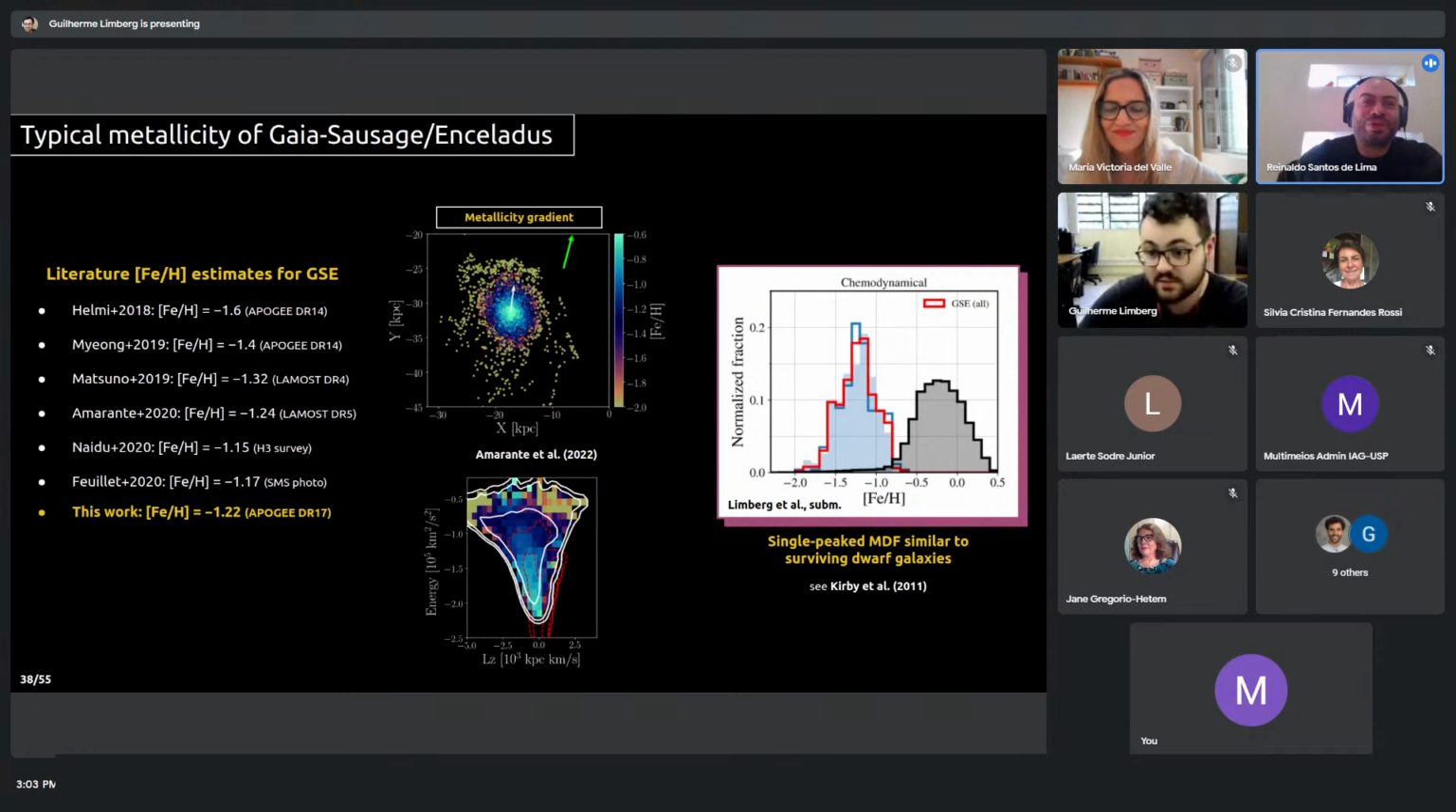Interesting to know. I was looking for this. It's really curious. And exactly about this figure, if I can ask another question, I was curious also about this gradient, this metallicity gradient.